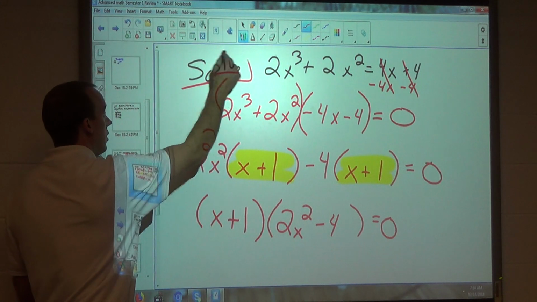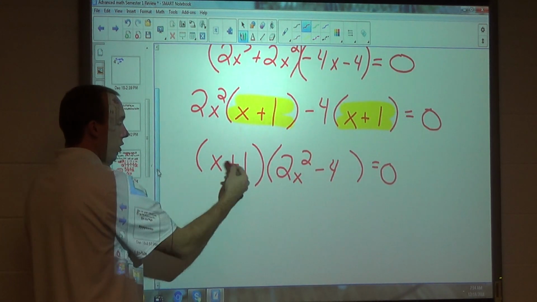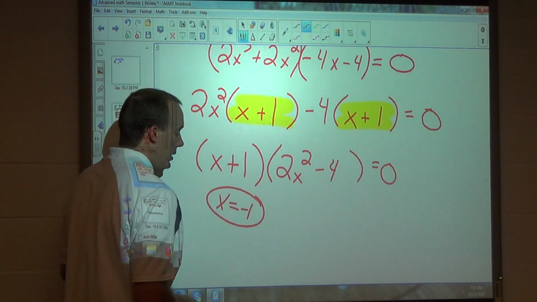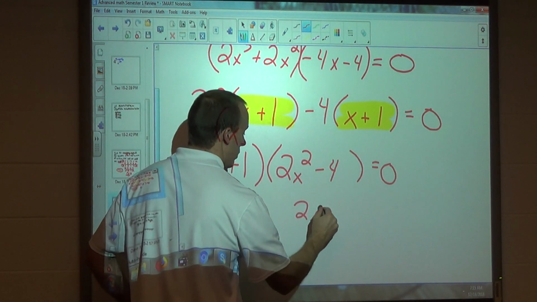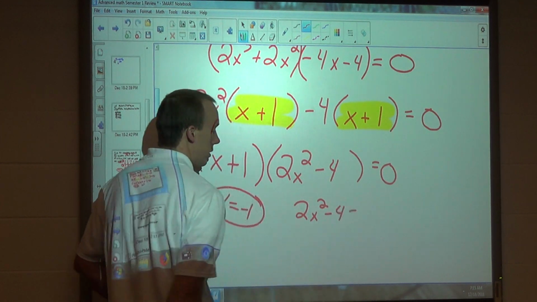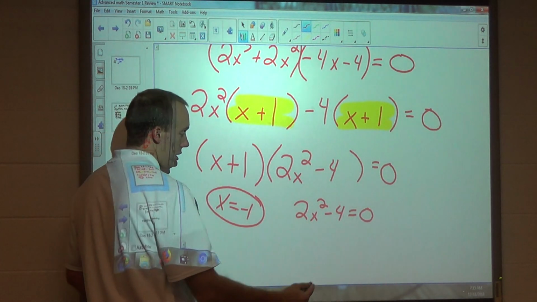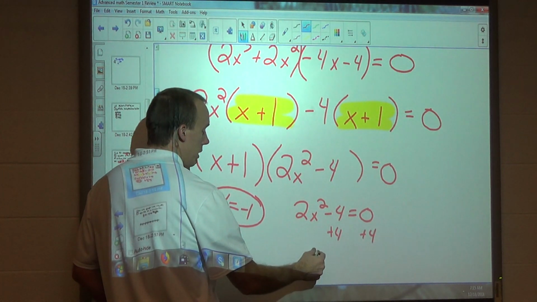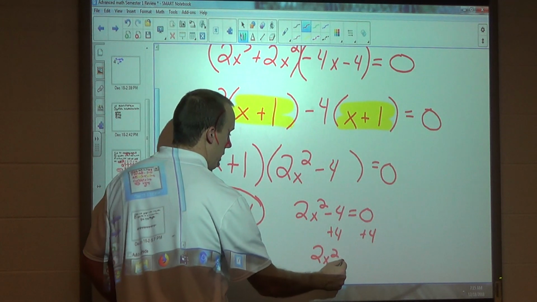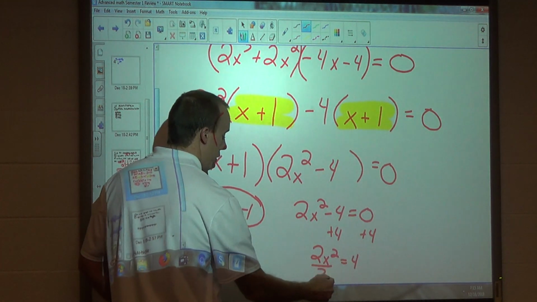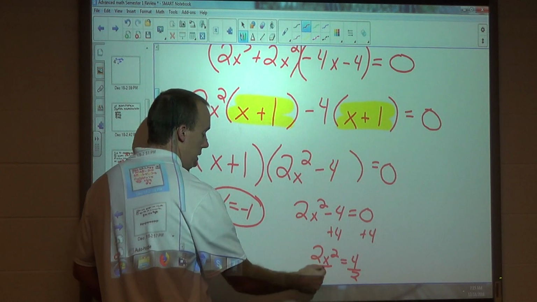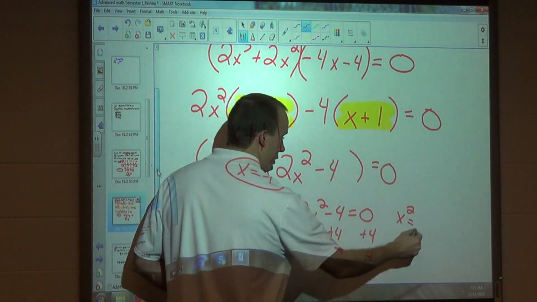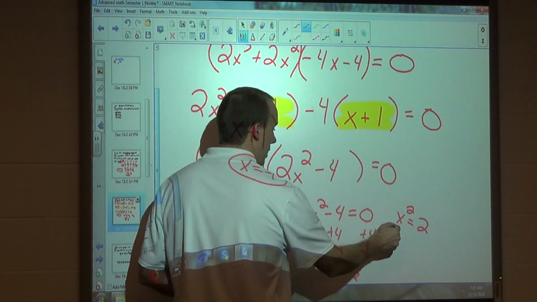Now it does say to solve here, which means I need an actual answer. So this answer, we set it equal to 0, would be x equals -1. On this one here, I got to go 2x squared minus 4 equals 0. And then just solve for x. So I add the 4 over. So I get 2x squared equals 4. Divide by 2 next. So I get x squared equals 4 over 2, which is 2. And then my last step is to square root.